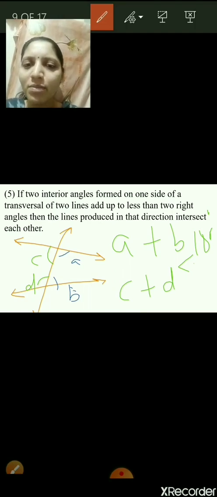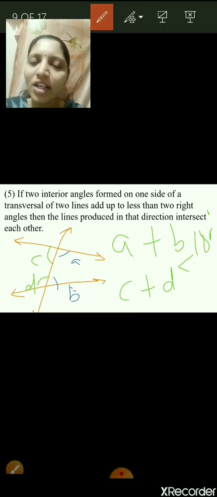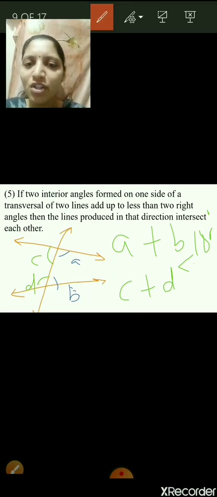If A plus B is less than 180 degrees or C plus D is less than 180 degrees, whichever pair has the sum less than 180 degrees, in that direction if you extend these two lines, they will intersect each other. So in this direction, where A and B angles are, if you extend the lines, these two lines will intersect each other. So that is the postulate.